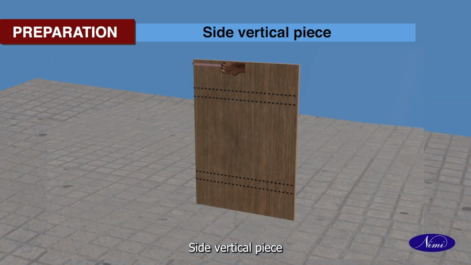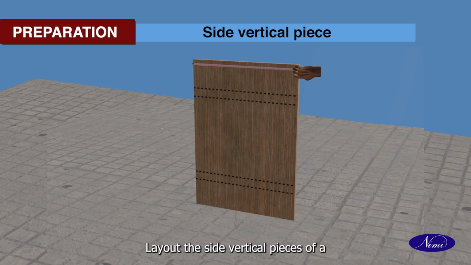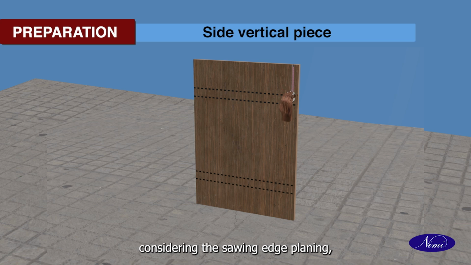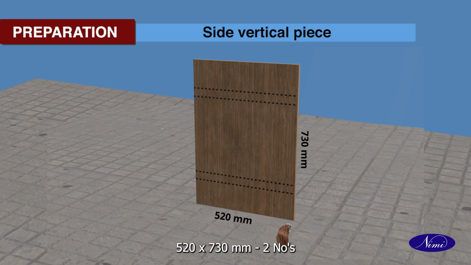Side vertical piece. Lay out the side vertical pieces of a cabinet considering the sawing, edge planning, sunmaker bonding and edge bonding, tape bonding allowances. 520 into 730 mm, 2 numbers.